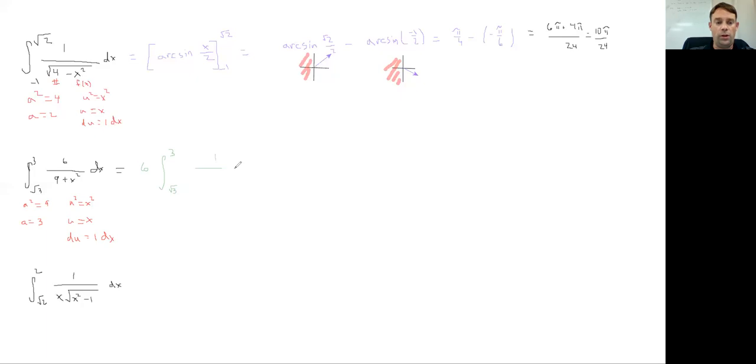So now I have my 1. I have my 9 plus x squared. And I have my dx. So I have all the pieces now. So now we can go ahead. So I have my 6 in front. And I have 1 over a, so 1/3 arctangent of u, so x over a. And we're doing it from 3 to root 3.